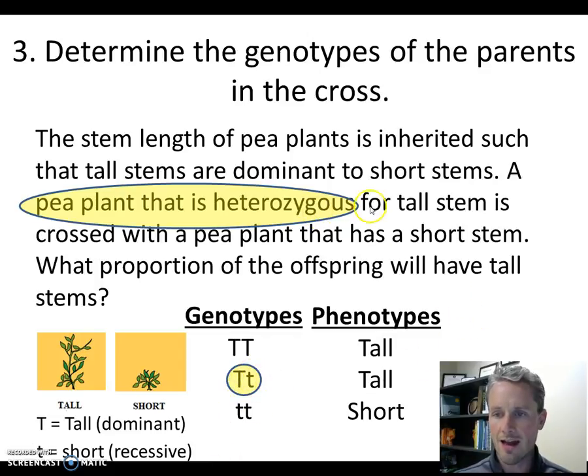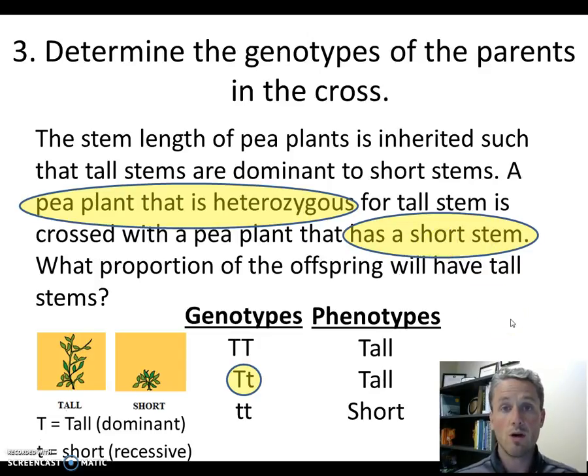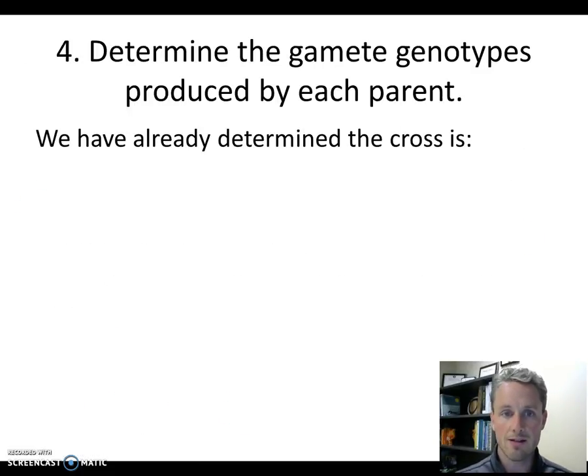Good. So that heterozygous pea plant is crossed with a pea plant that has a short stem. So the other parent has a short stem. What do we know about short-stemmed plants? Well, they have to have this little t genotype. So we've just learned about the two parents. One has the heterozygous big T, little t genotype, and the other has the homozygous recessive little t genotype. So now we can move on to the next step. We know about the parents.